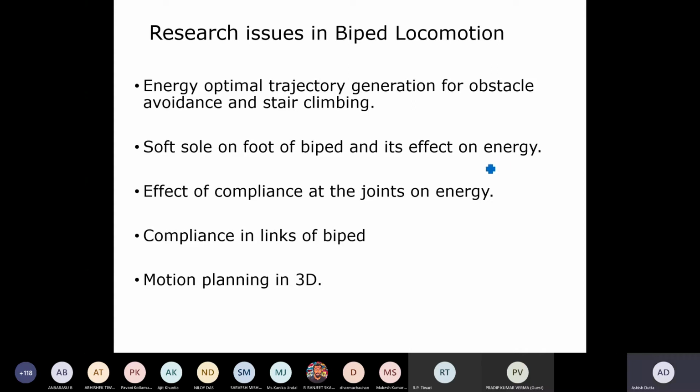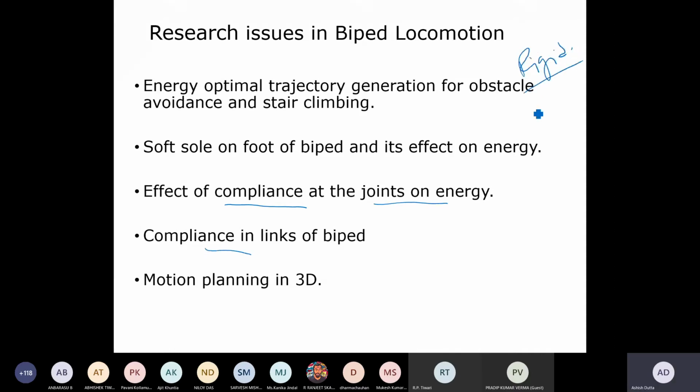Then, in terms of the design, can we make the biped soft? For example, can we put a soft sole on the foot? Okay. Then further, can we make the joints compliant? Can we make the joints a little bit soft by putting a torsion spring? Okay. Then can we make the links themselves compliant? So we start off with a rigid link. So this is rigid. Okay.